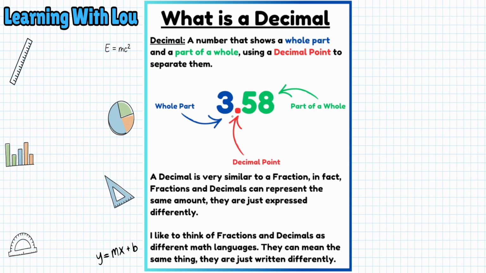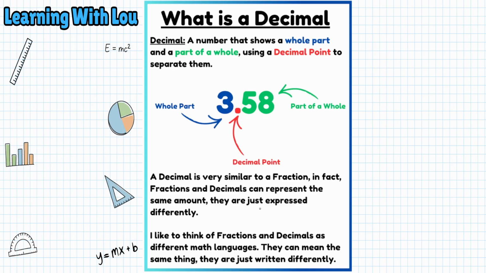To the left of your decimal point, that's the decimal point right here, this red dot, we have our whole number. So this is 3 and 58 hundredths. That means we have 3 wholes, and over here to the right of the decimal point, we have 58 hundredths. And I'm going to show you how to know what decimal place value you're looking at.